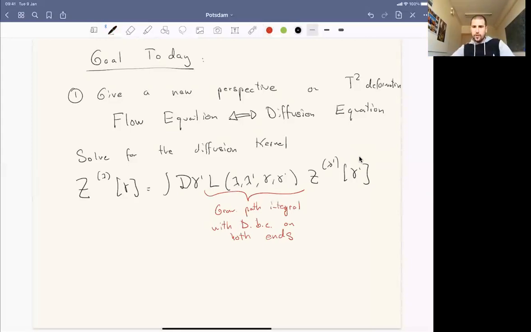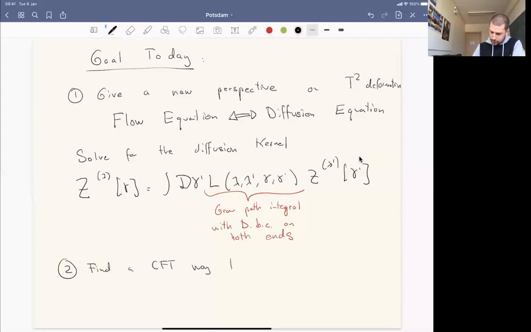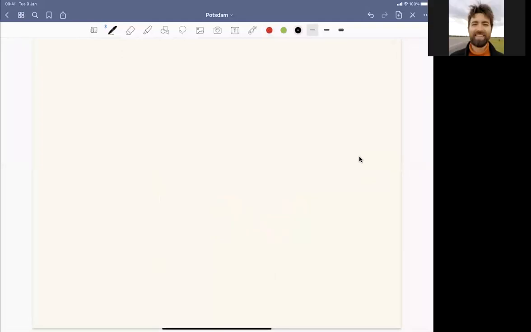And the second part of the talk, which maybe some of you might be more interested in, is to try to find a CFT way to compute extremal volumes. And actually, this is the way that we landed on this in the first place. Maybe I'll say a few more words about this second point here.